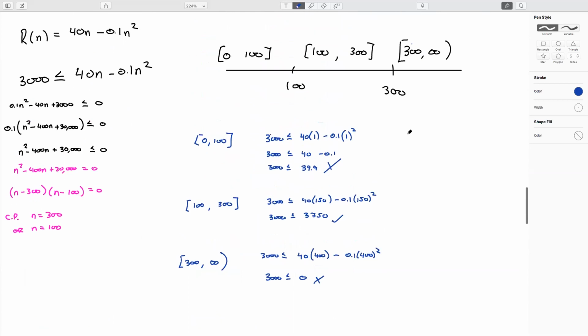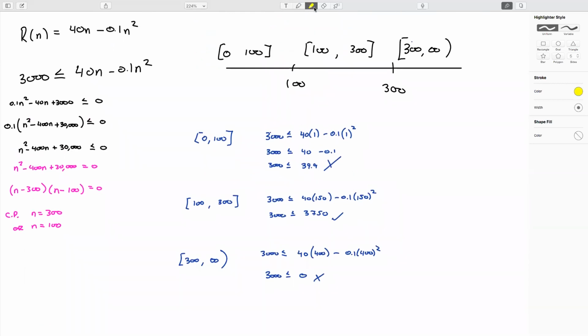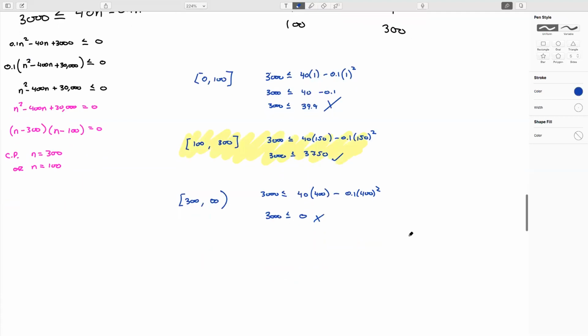So if we look back at what we've done, we found our critical points. We've split the number line into sections. We've tested each section, and we found that only this middle portion contains answers that work. So that's our answer. X is going to have to fall in this range. So from 100 to 300.